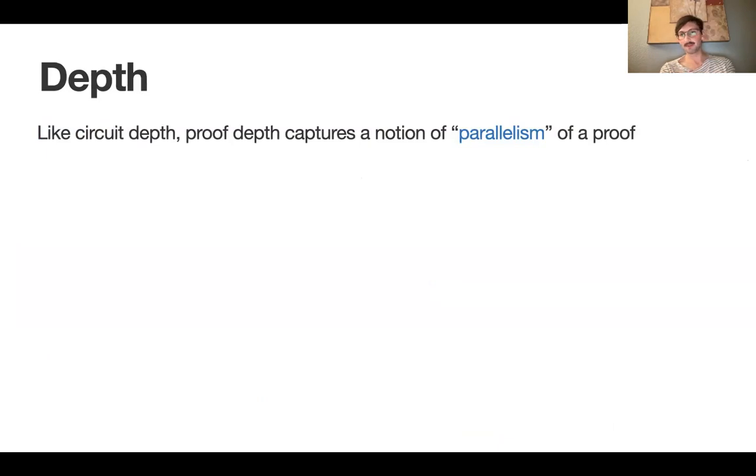So depth, I claim, is an extremely natural parameter of proofs. It's analogous to circuit depth. If you think about circuit depth, it essentially captures a notion of parallelism of a circuit. And you can think of the same thing for proofs.